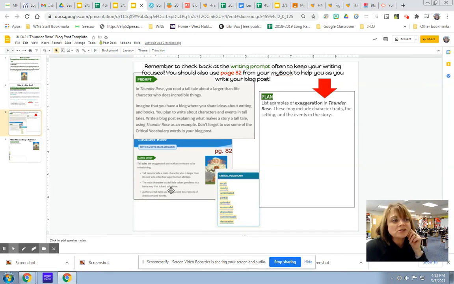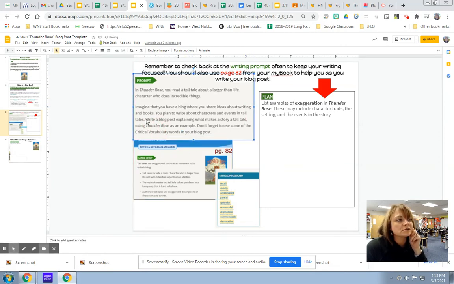This information on page 82 is the genre study about tall tales, and if you look at the prompt again, it says write a blog post. Let me see if I can get my pointer out. Write a blog post. No, that's not working. Write a blog post explaining what makes a story a tall tale using Thunder Rose as an example. It's not letting me highlight that. Don't forget to use some of the critical vocabulary words.